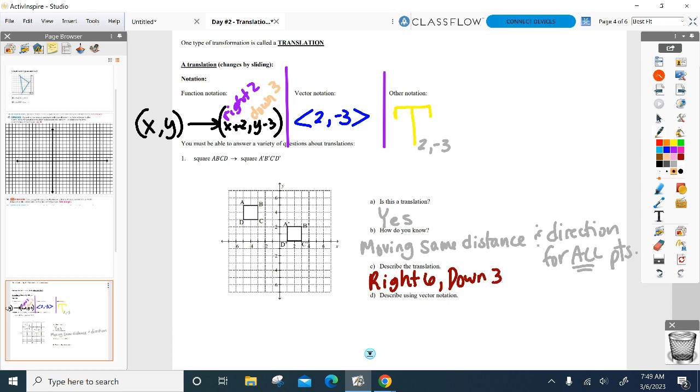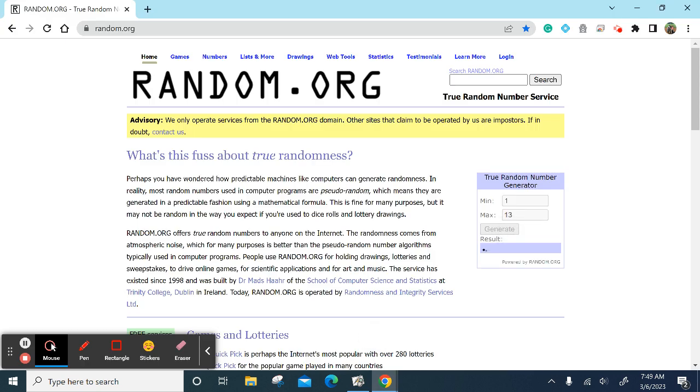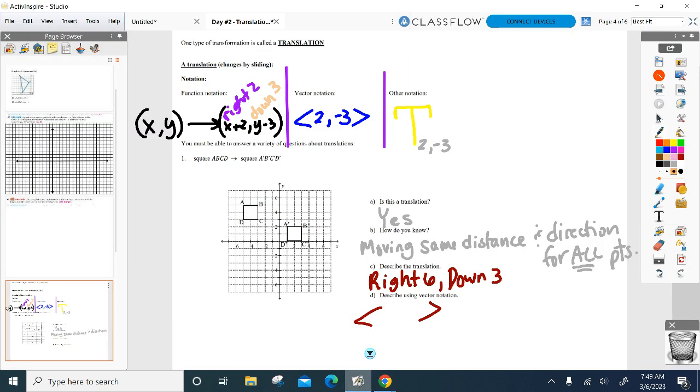Now, is it wrong if you flipped them and said down 3, right 6? No, but usually we put the right and left first because it's the x coordinate, up and down second because it's the y. All right, now use vector notation. So I put it in my vectors. What numbers are going to go in the vector now? That says right 6, down 3. What number should I put in there? 12? 6, positive 6, comma, negative 3. All right, nice.